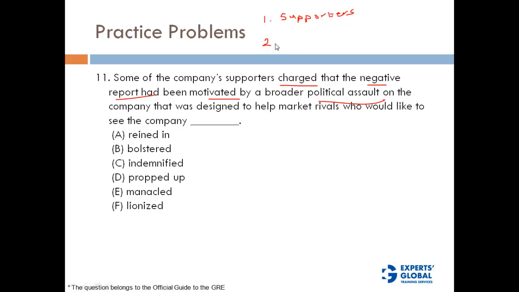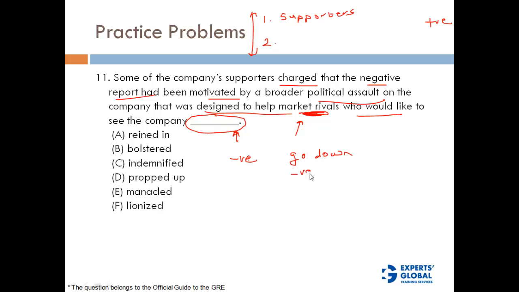And what does it say about the assault? The assault has been designed to help the rivals who would like to see the company dash. So obviously the whole story is from the company supporters' point of view. Both of these ideas are positively correlated, and what the supporters are saying is that the negative report is motivated by political assault, and it is designed to help the market rivals who would like to see the company dash. So this dash obviously has to be a negative word, right? And what kind of word will fit here? It has to be something like go down or some negative impact on the company.